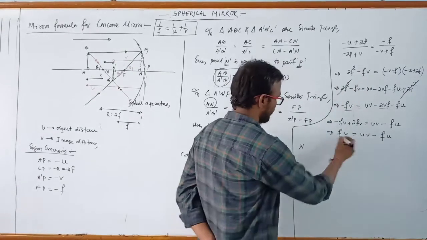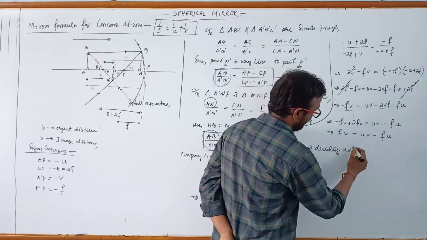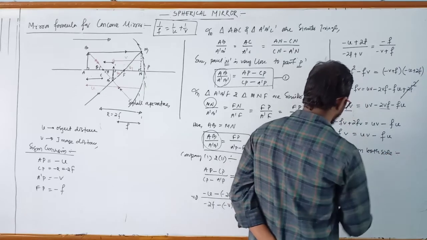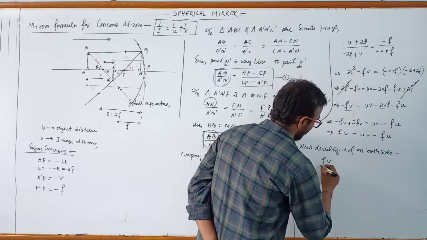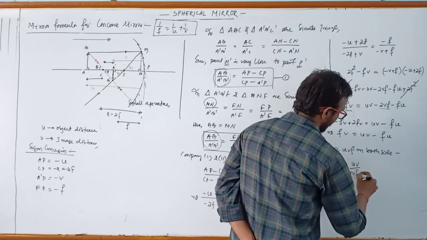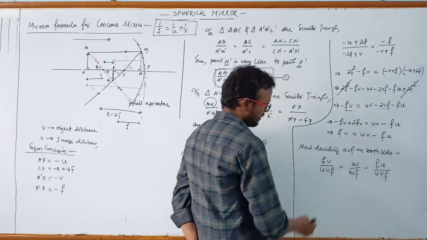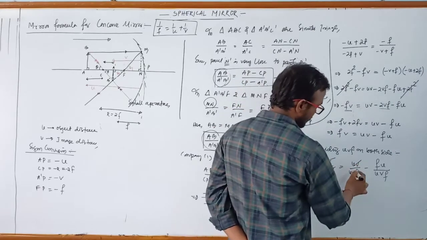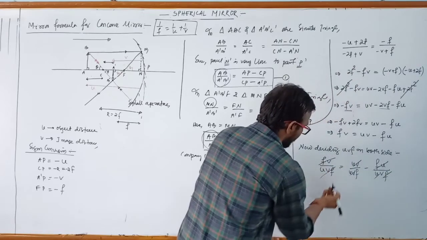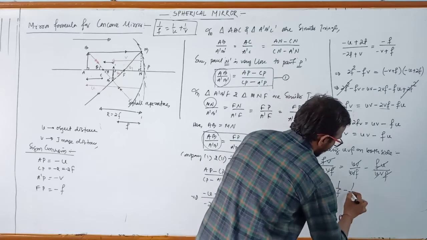Now divide by uvf on both sides. Dividing uvf on both sides, we can write fv divided by uvf, which is equal to uv divided by uvf minus fu divided by uvf. Clear? So here fv cancels, uv cancels, and here fu cancels. The remaining part is 1 by u. So 1 by u is equal to 1 by f minus 1 by v.